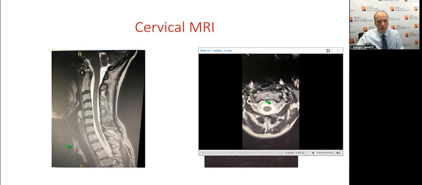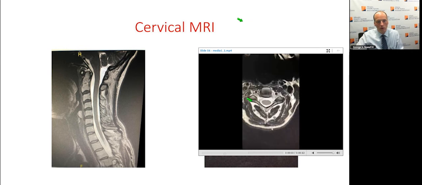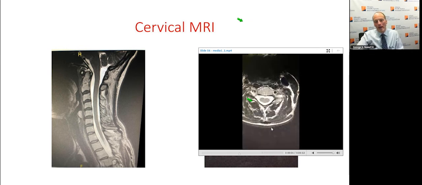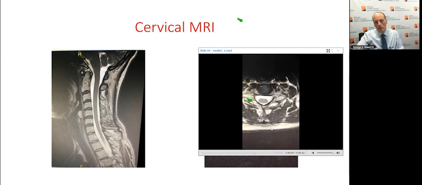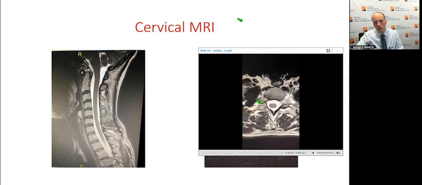Cool. I don't know how that happened. It's a separate arrow. But regardless, this is the axial images going up where you'll see exiting nerve roots on each side. There's a spinal cord with plenty of room.